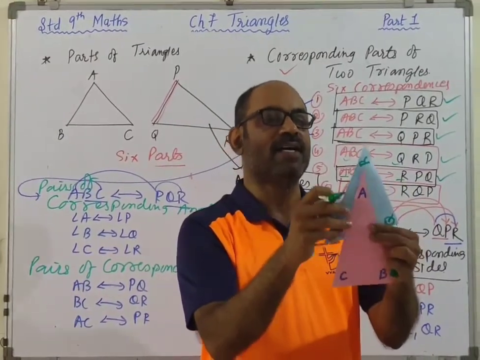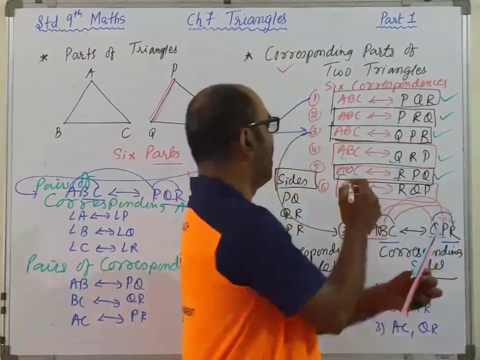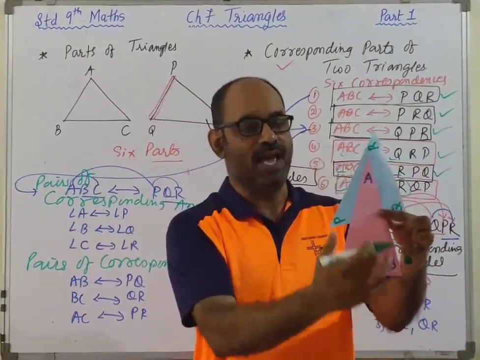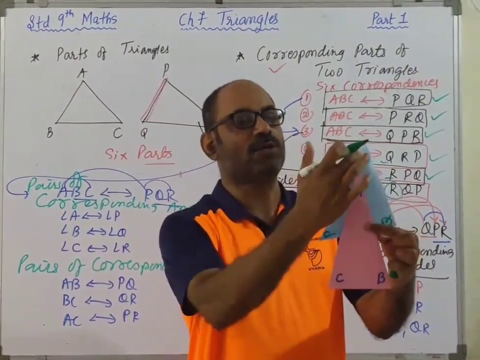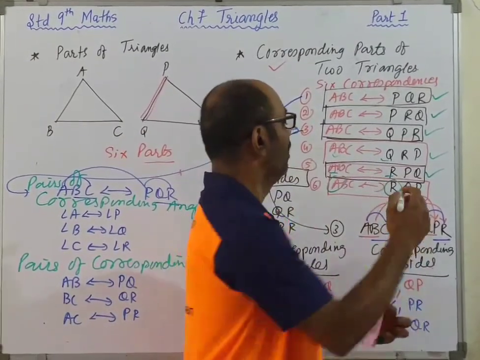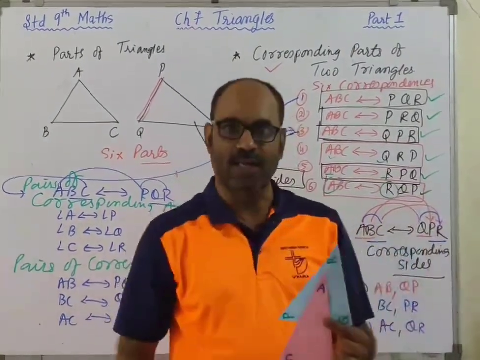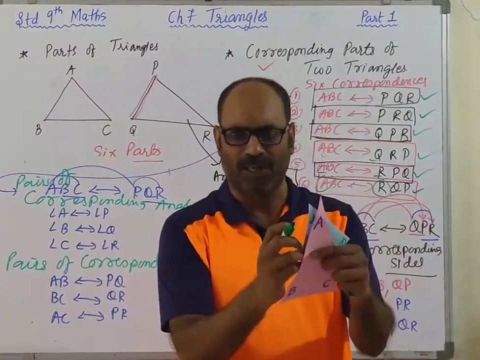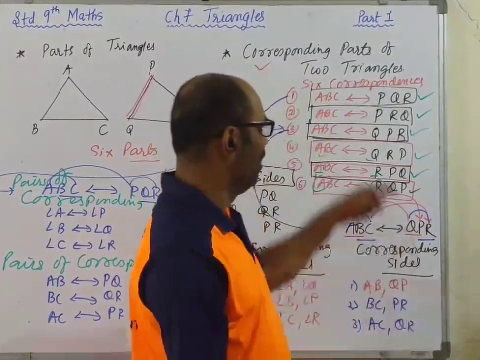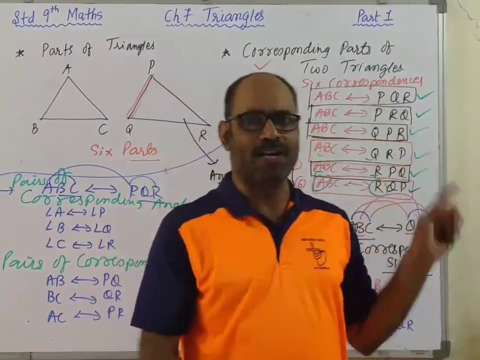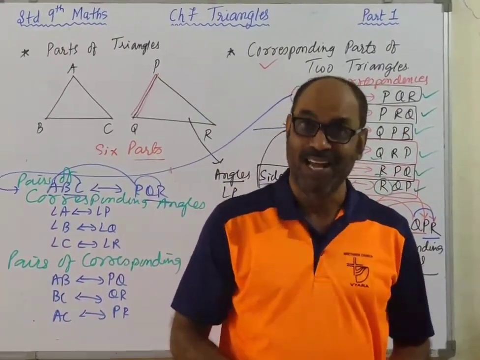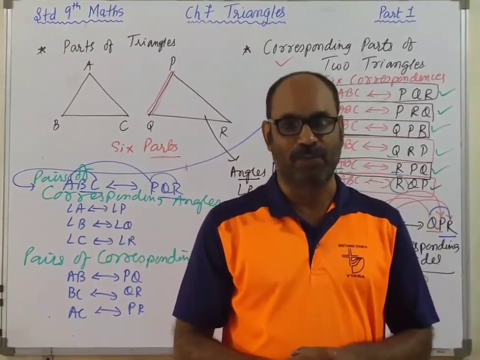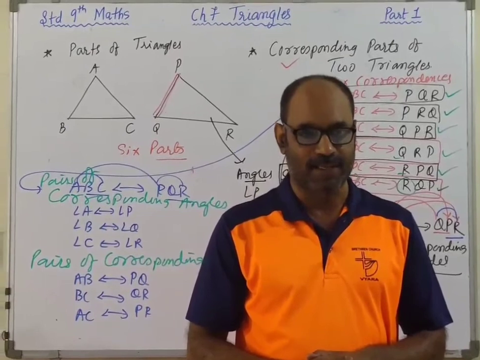Now I turned it fully. Still A corresponds to R. But now you see, ABC corresponds to RQP. Now you can turn and correspond any way you like and check. Apart from these 6, you will not get any new correspondence. So this is how you get 6 correspondences between the vertices of two triangles.